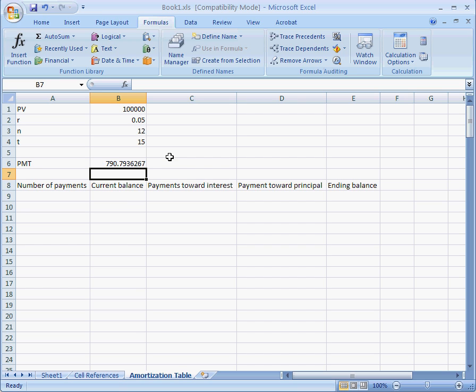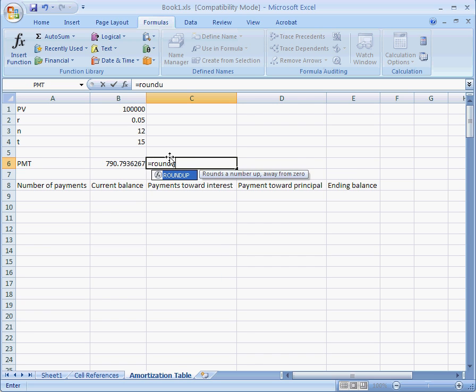and that should give me the payment of $790.79. Now I'll want this rounded to the nearest cents, so in C6 I'm going to have this rounded up to 2 decimal places. So round up this quantity, comma 2, that should round that up to 2 decimal places.